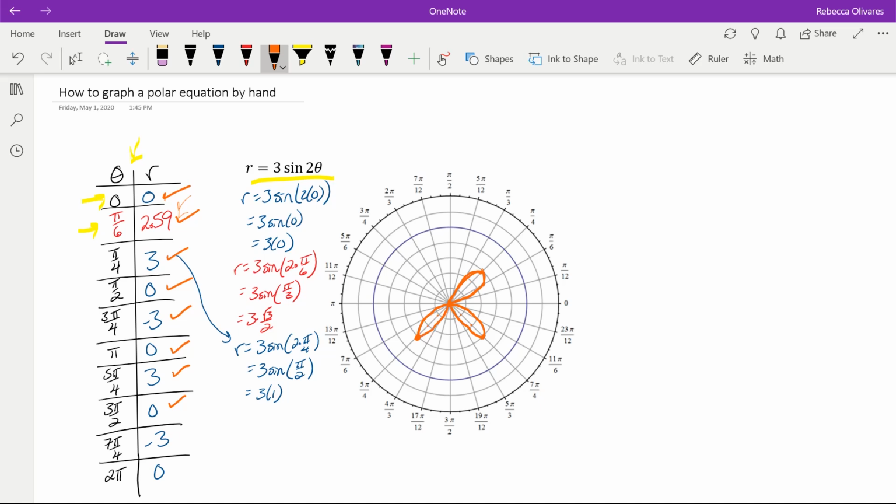And then we have 7 pi over 4, negative 3. 7 pi over 4 is in quadrant 4, but negative 3 takes you into quadrant 2. So right there, you go out to 3 again. And then, of course, at 2 pi, we're back to 0, which takes you back to the pole. And there we have our completed graph, which you see is a rose. And as you have witnessed, this is a very tedious process, but it can be done.